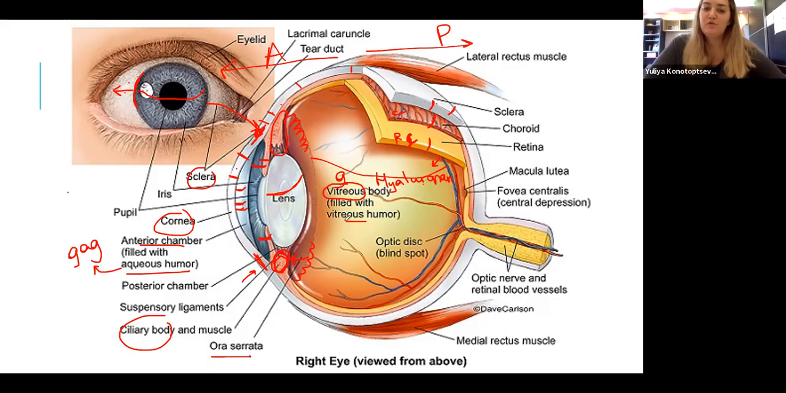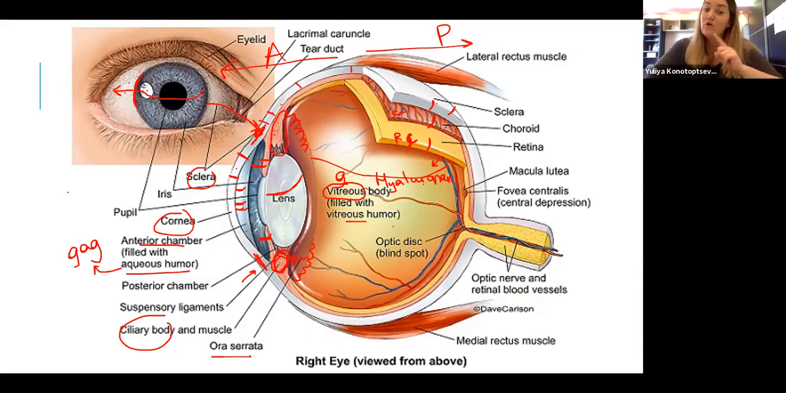What is the purpose of the vitreous humor? To make sure that the eye does not collapse, right? So it fills up this entire core of the eye to make sure that the eye definitely stays quite open, right? So it doesn't collapse.